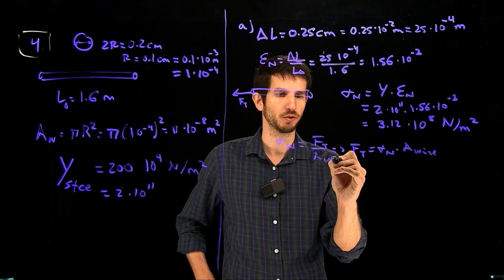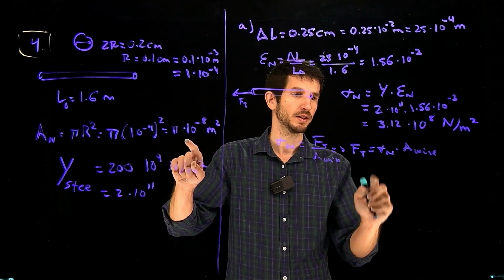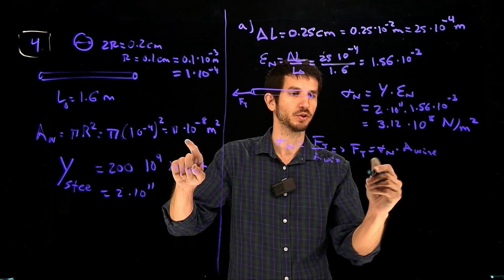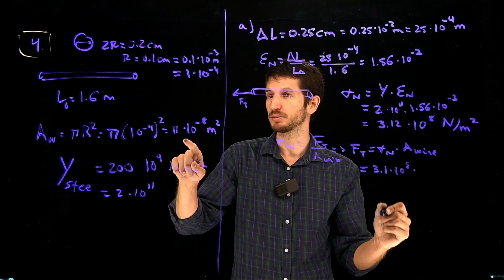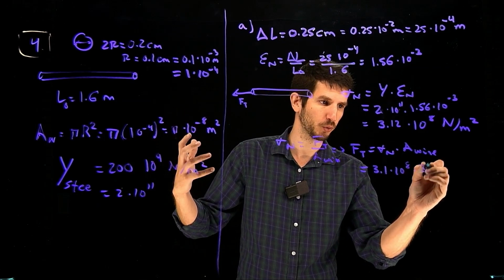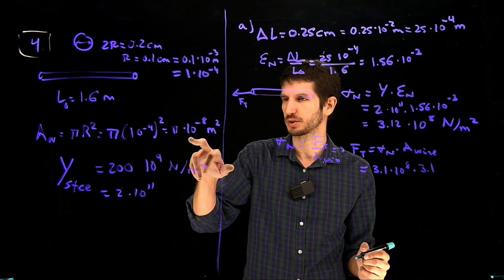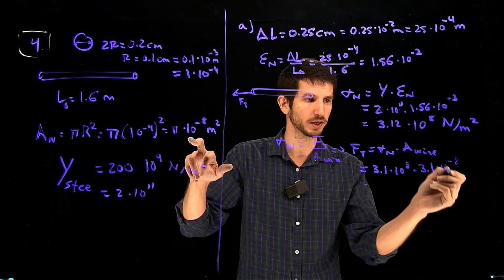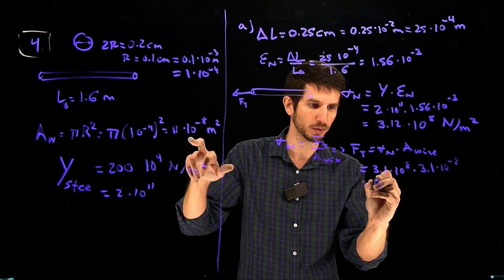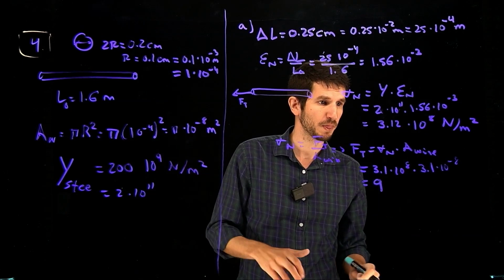And so the area of the wire we calculated over here, the tension of the stress we calculated over there, it's going to be 3.1 10 to the 8 times pi, which is also 3.1, let's say as a first approximation, 10 to the minus 8. So it's like 3.1 squared, which is going to be about 9. Okay?